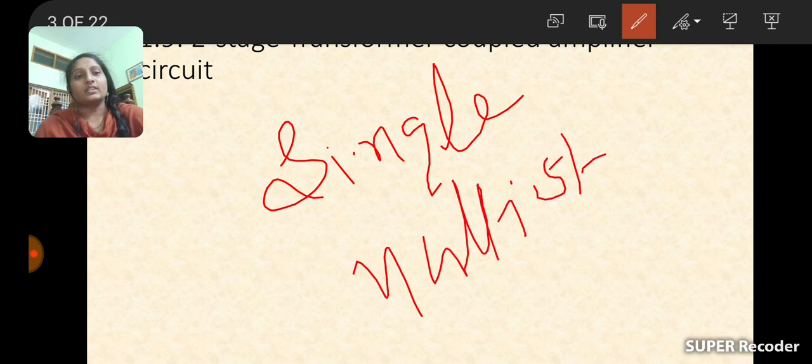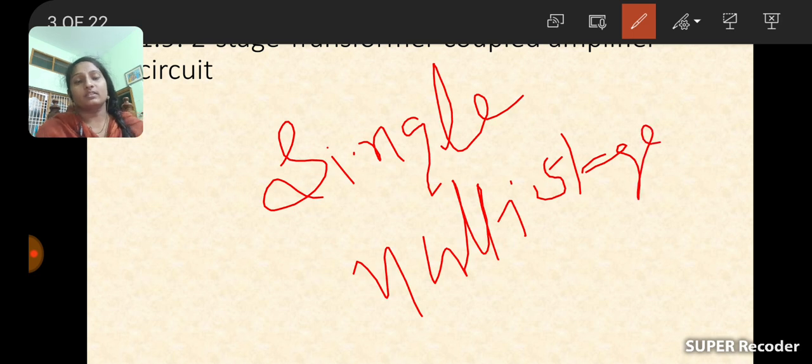See here, in a single stage only one transistor is used. It acts like an amplifier. In addition to the transistor, a stabilization network is there. But in a multi-stage amplifier, two or three amplifiers are connected together. If the circuit has more than one amplifier to produce the efficient outputs, then that is called a multi-stage amplifier.